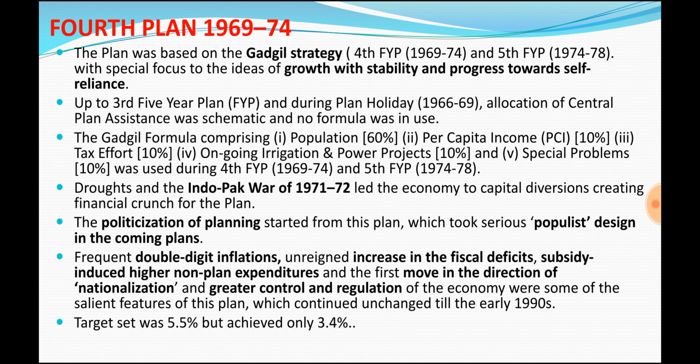Also, during this plan, India was going for an industrial revolution and agriculture revolution. As a result, there were also high expenditures, and as a result, there was frequent double-digit inflation, increase in fiscal deficit, huge non-plan expenditure, and this is also the time India went for nationalization, that is taking ownership of private banks like that. India went for nationalization and greater control and regulation of the economy, and this is the time when India had to open its economy and loosen the control. Instead, it went the other way. Okay, as a result, we are going to suffer for another 20 years, from 1970 to 1990. So the target that was set was 5.5%, but we achieved only 3.4%.